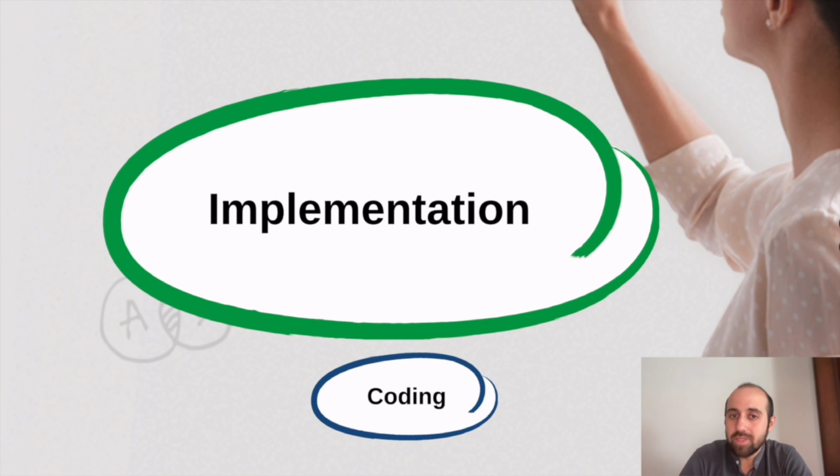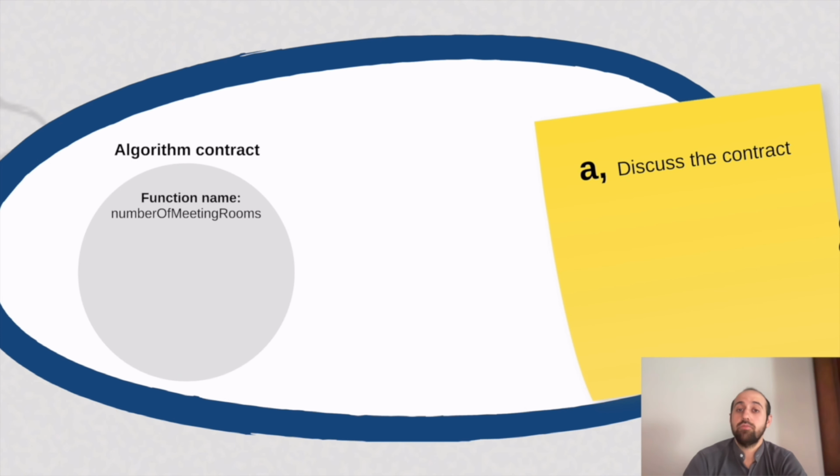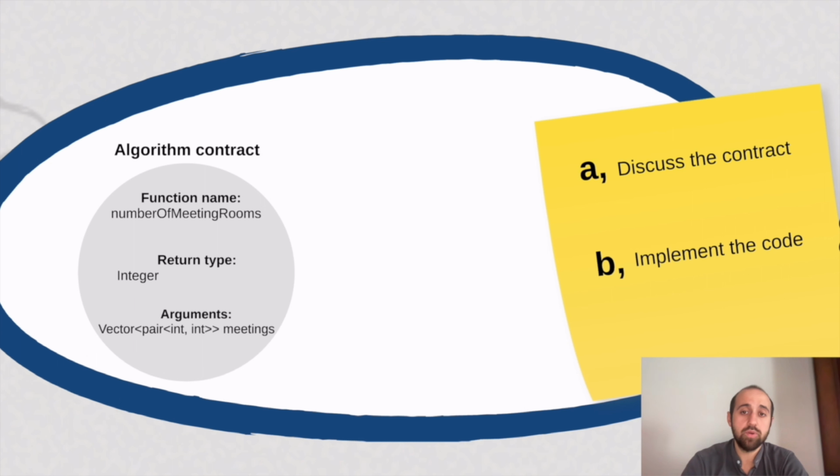So in terms of implementation, we should first discuss the contract with the interviewer. Since we are counting the number of meeting rooms needed, we can name the function numberOfMeetingRooms. The return type will be an integer, and the function argument will be a vector of pairs of int. We will call it meetings. In that example, I'm going to write the solution in C++.